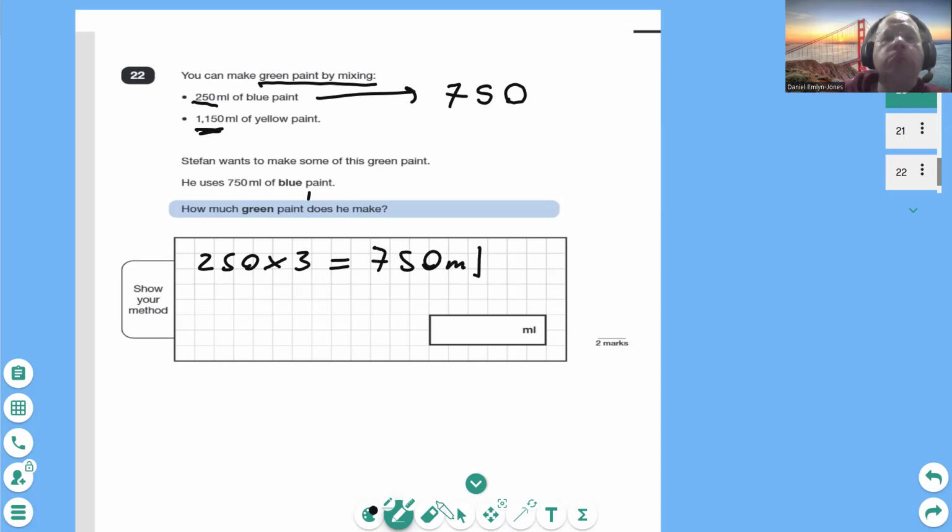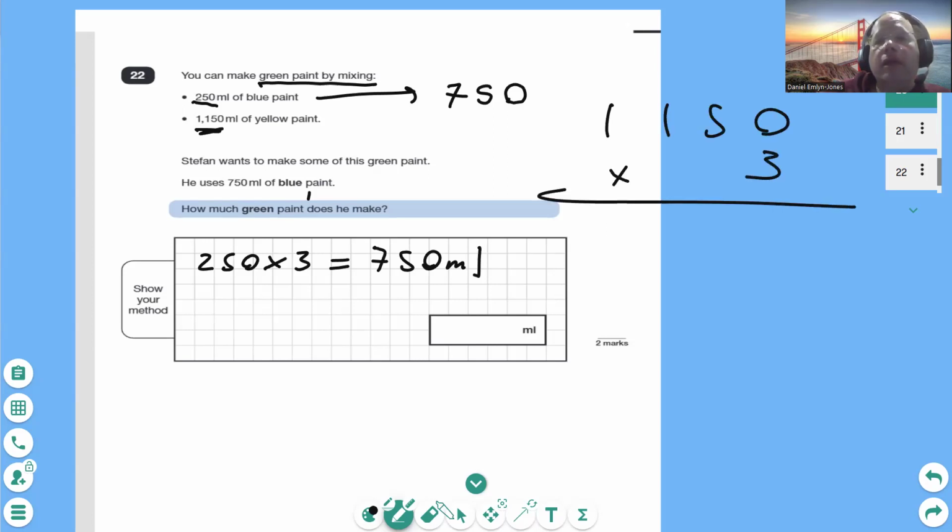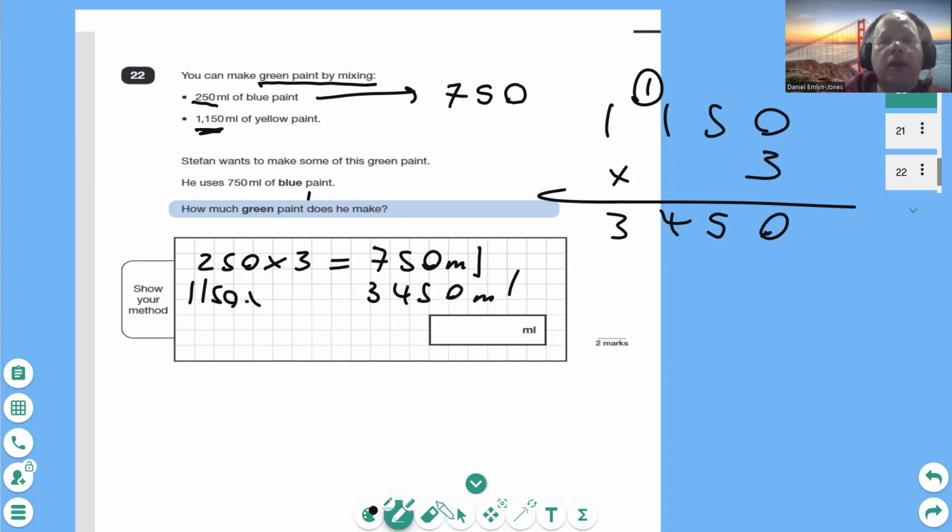Okay, so 1,150 times 3. 3 times 0, 0. 3 times 5, 15, carry the 1. 3 times 1, 3, 4. 3 times 1, 3. 3,450 mils of yellow paint. You've got to write everything there. Because I'm going through it, I can't write everything so neatly.